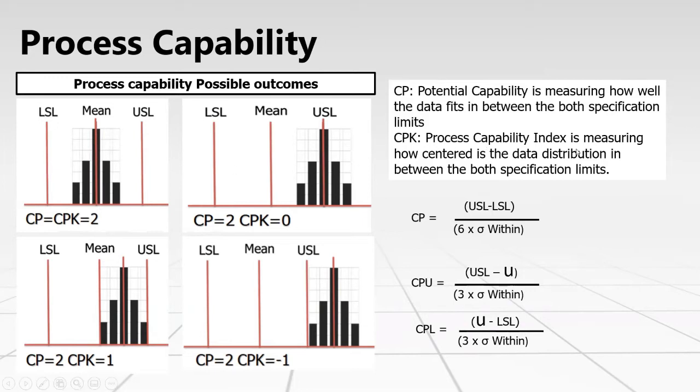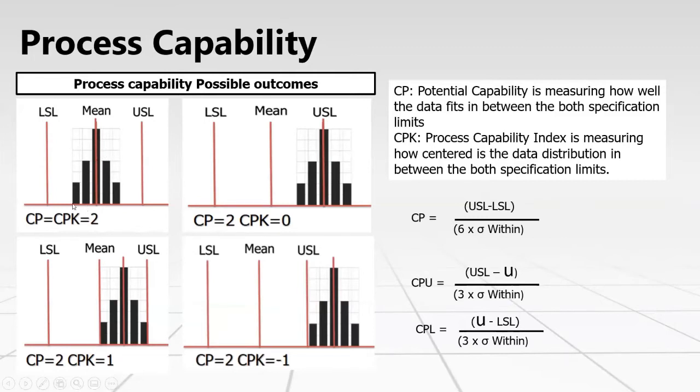While the process capability index measures how centered the data distribution is between both specification limits, here you can see the possible outcomes of the CP and CPK. In the first scenario, which is considered the best one, the target mean and the actual mean of the data distribution are aligned together. And that's why the CP equals the CPK equals 2.